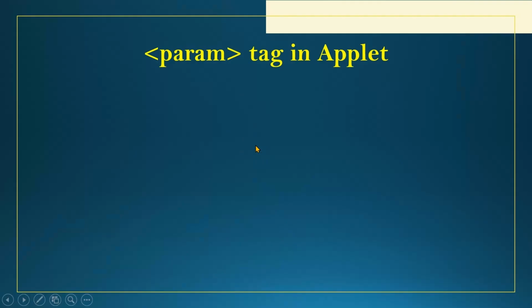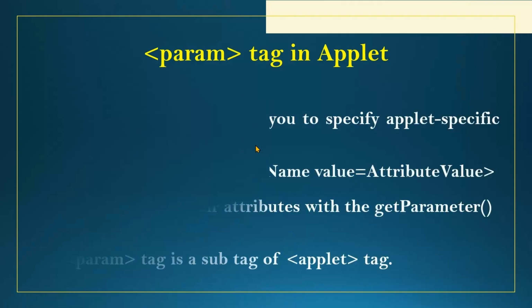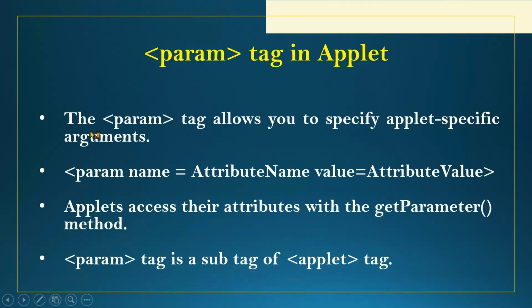Now I have a param tag where you can give some parameters for your applet program through the tag. The param tag allows you to specify applet-specific arguments. Here you can see there are two attributes, one is name and one is value. So here you write the attribute name, here you write the value. For example, I write name equal to color, value equal to red. Like that you can mention many parameters, and these parameters can be accessed in the Java program.